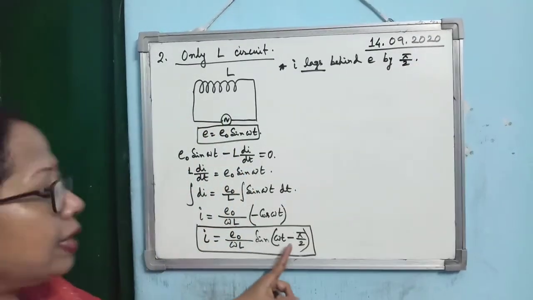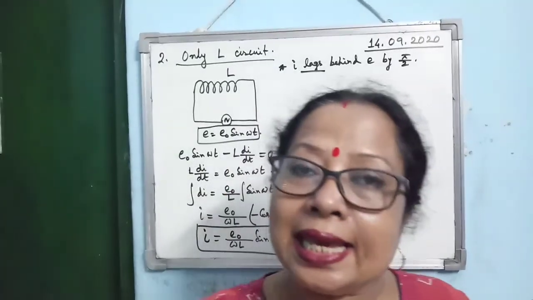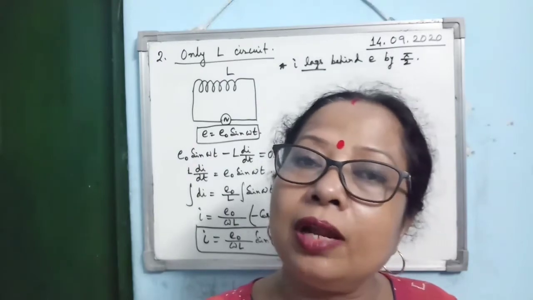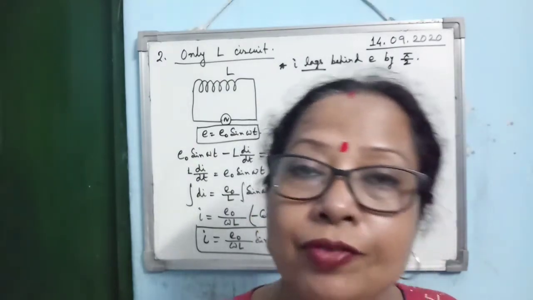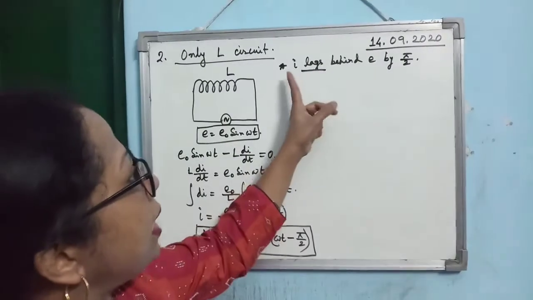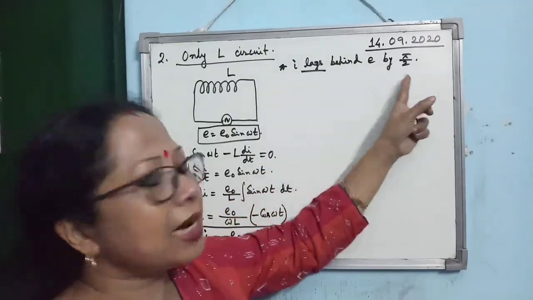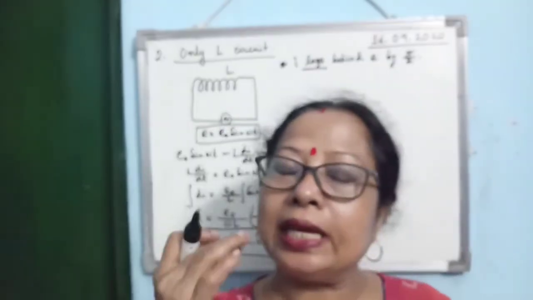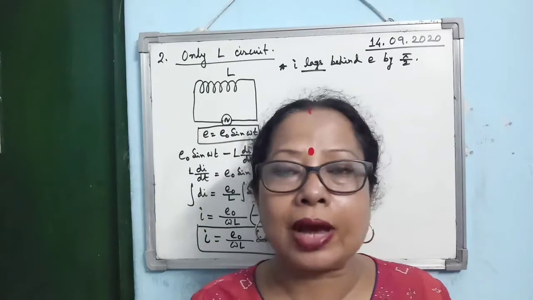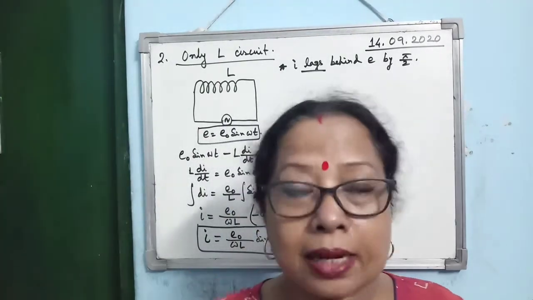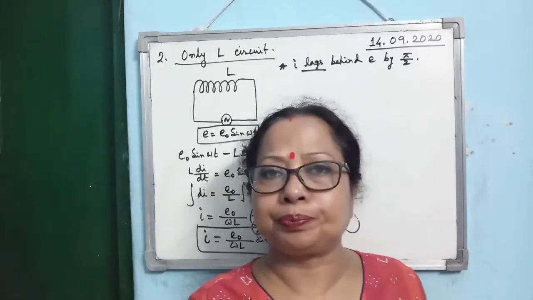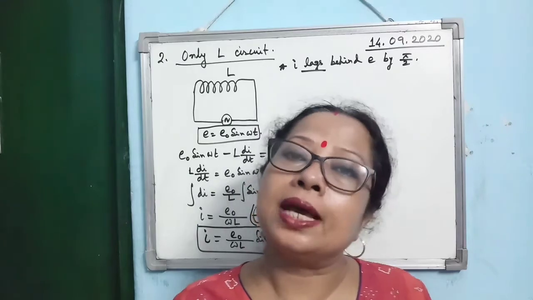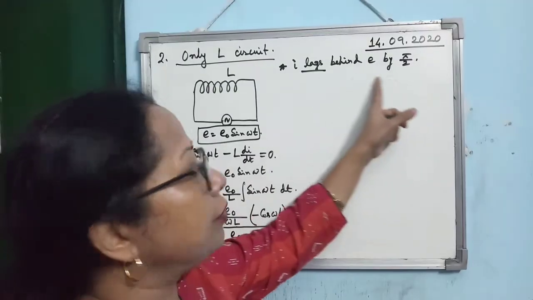Is that clear? What is the meaning? It means that when E is minimum, I will be maximum, but I will be maximum in the negative direction. Understand it: E is equal to E0 sin omega t, so E will start from 0, from a minimum value. When E is minimum, the current is maximum, but the current is in the opposite direction. This is the meaning of this sentence.